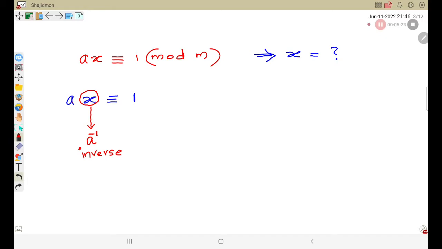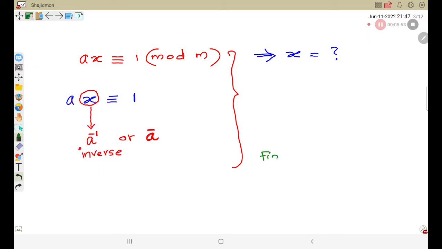A multiply A inverse equals 1. That's why we call the second number x the inverse of the first number under modulo M. So if you get a congruence equation like this, sometimes the A inverse is represented by the symbol A bar or A dash. This symbol is commonly used, or sometimes we use A inverse like this, or sometimes we use the symbol x. So keep these three symbols in mind.